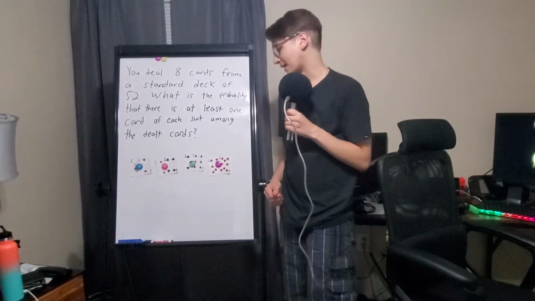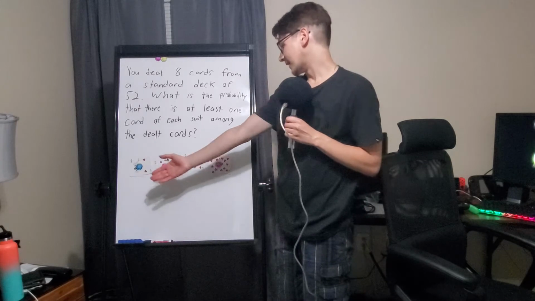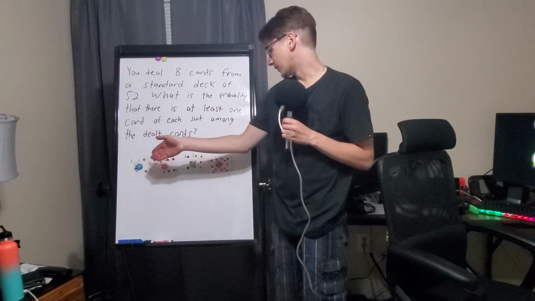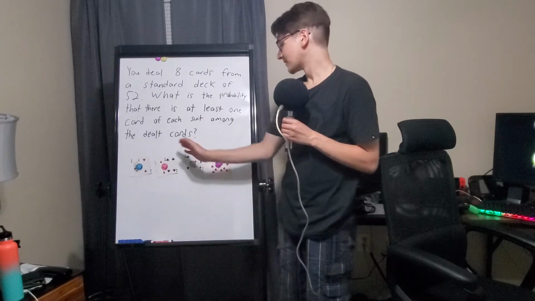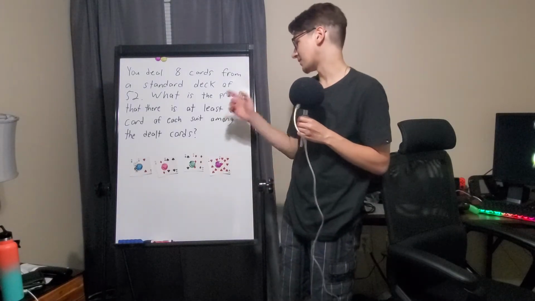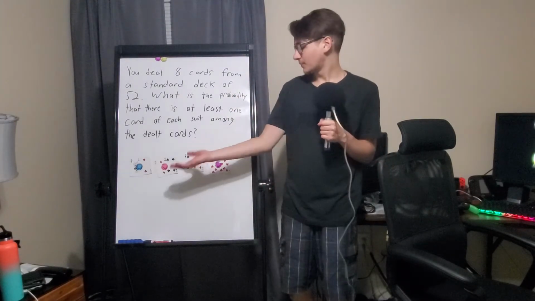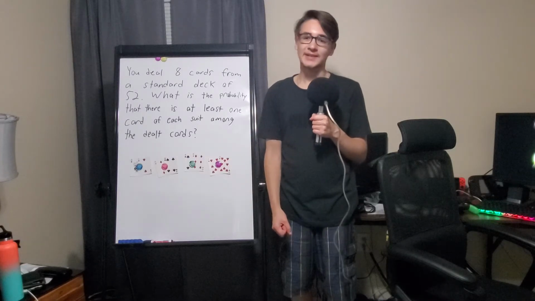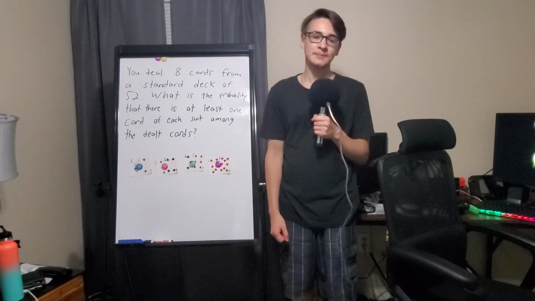Alright, so if you look at what we have here, we have an ace of spades, we have a 2 of hearts, 3 of diamonds, 4 of clubs. Don't even need to look any farther than that. This deal is already a success. We have at least 1 card of each suit. So pretty much all we're asking is, what is the probability of getting a successful deal like this?